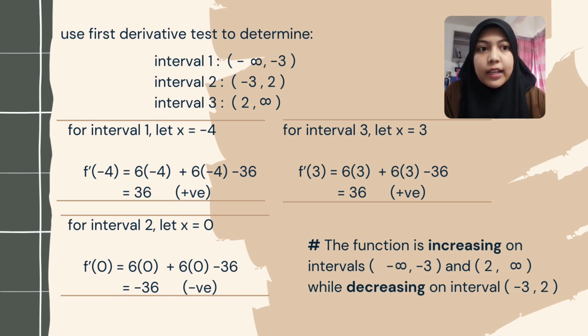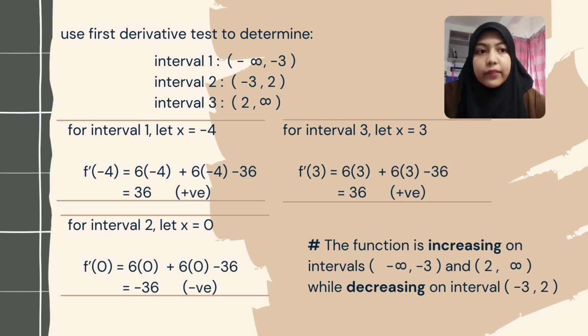For the first interval, we need to choose any number in the range negative infinity to negative 3. So we let x equal to negative 4. We substitute negative 4 into the first derivative function and we get 36, which is positive. This means that the first interval is increasing because the number is positive. For the second interval, we let x equal to 0 because 0 is in the range from negative 3 to 2. We substitute into the first derivative and we get negative 36, which is negative. So it means in the second interval, the function is decreasing because the value is negative.